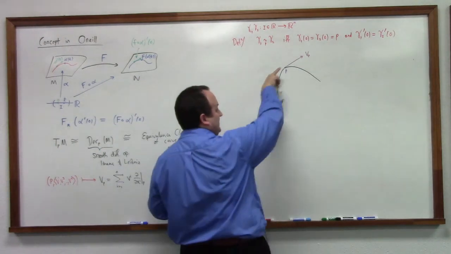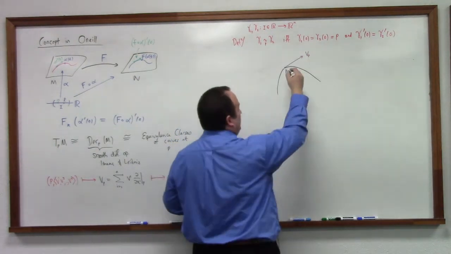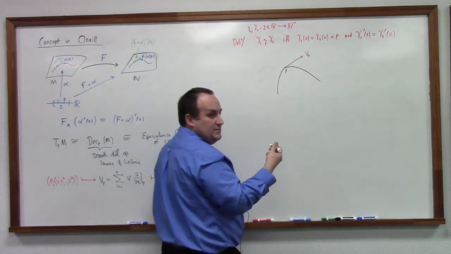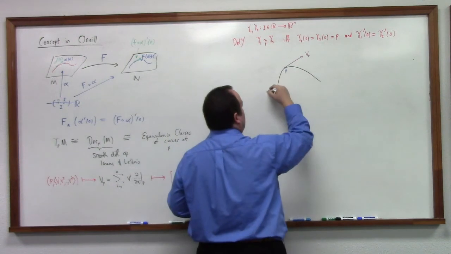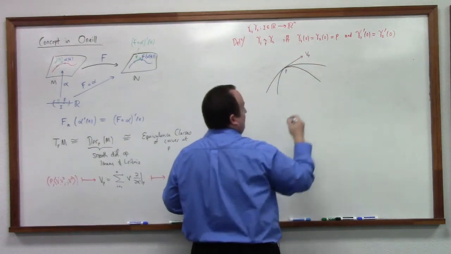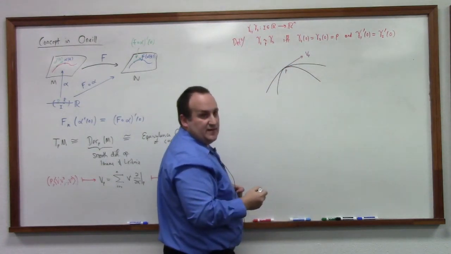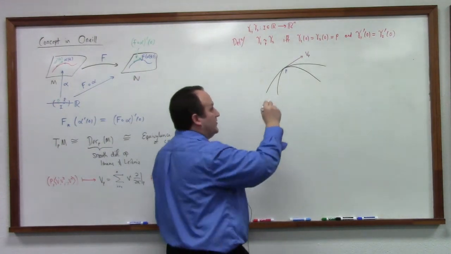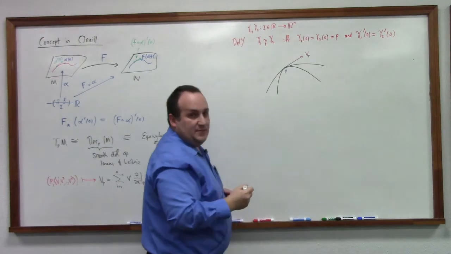This has velocity like that, if that's where 0. I'm assuming 0 for the curve is at P. But you see, you could also do it like this. That curve also has the same tangent, the same velocity vector at P. Assuming, of course, we parameterized that curve so that it hits P at 0.